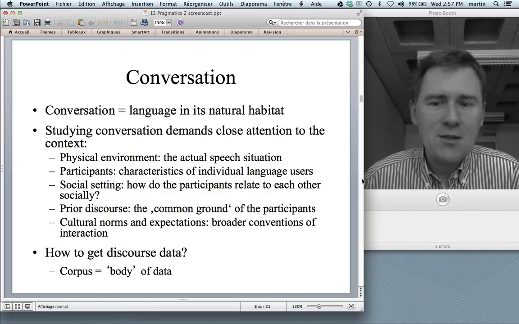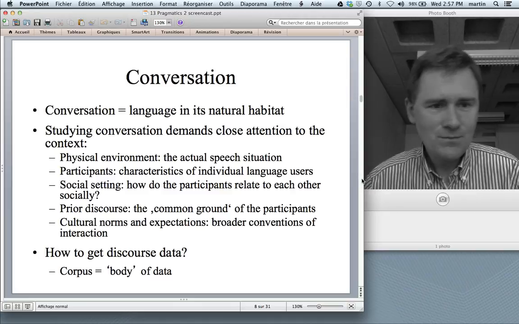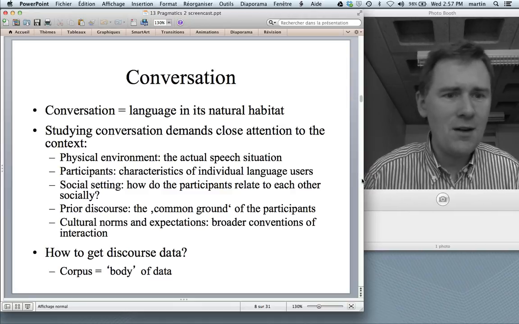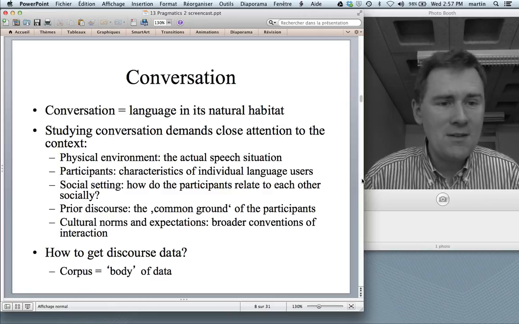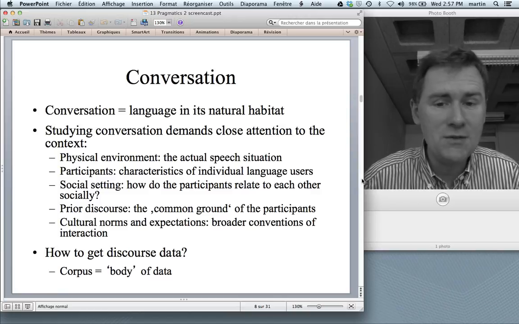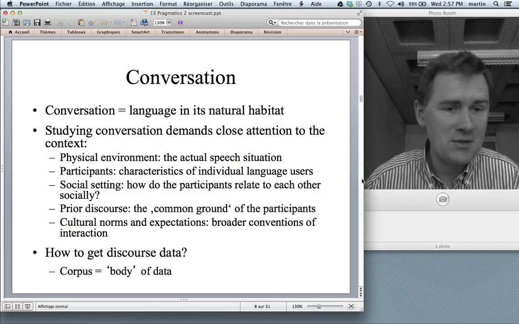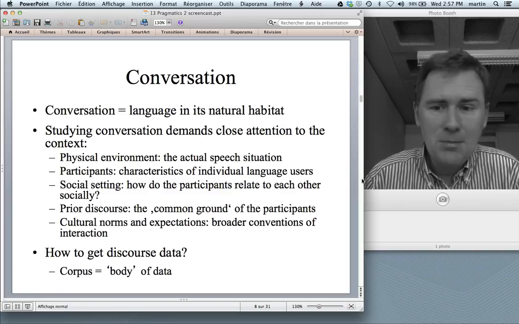There is the physical environment, things that are present in the actual speech situation that influence how I talk to you about these things. The participants, of course, make a difference. We're talking about characteristics of individual language users. Everybody uses language a little differently. The social setting plays a role.